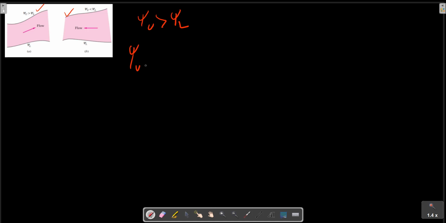Psi upper greater than psi lower, the fluid flows to the right hand, and if not, the flow goes to the left hand.